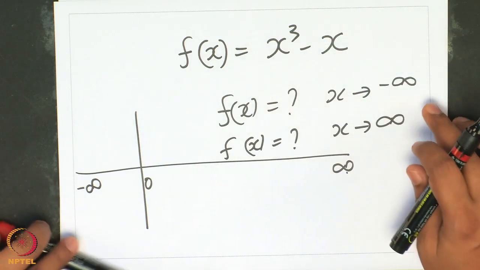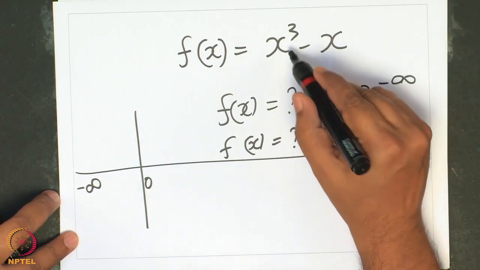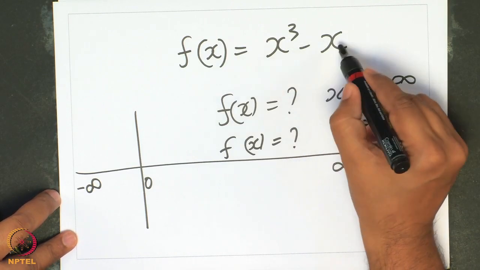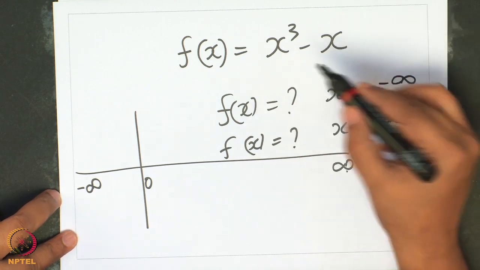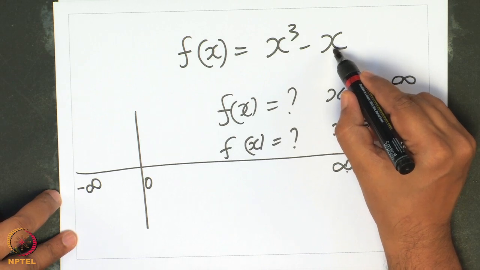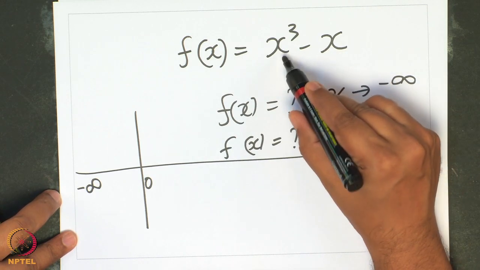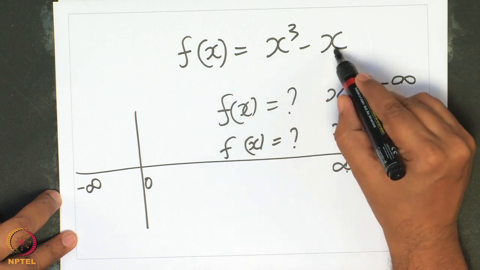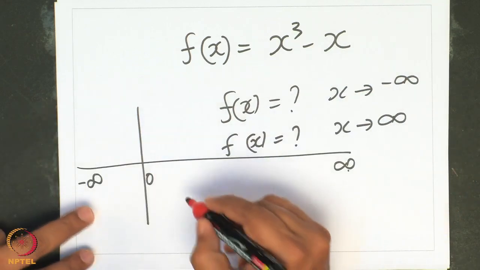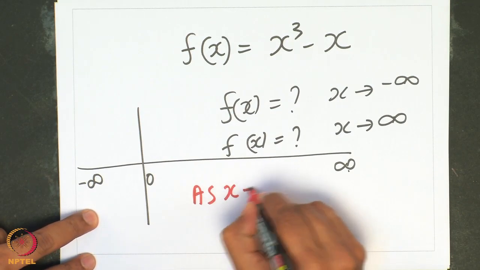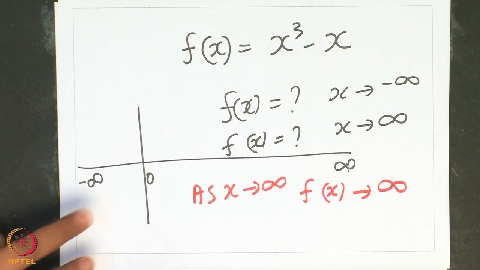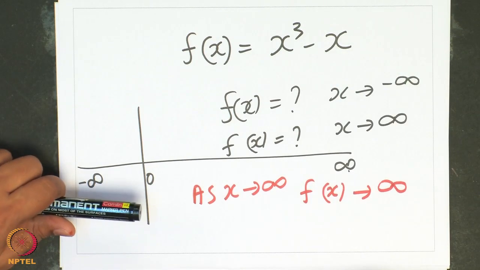If you look at it, surely as x goes to infinity, x cube will be larger and larger. If we substitute first 1, it will be 1 cube minus 1, which is 0. If it is 10, 10 cube minus 10 is 1000 minus 10, which is 990. If it is 100, 100 cube minus 100 is a very large number. So, as x tends to infinity, this f of x value will also go to infinity. This is clear from this.